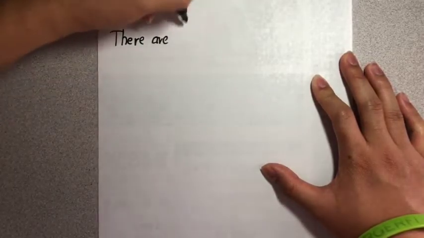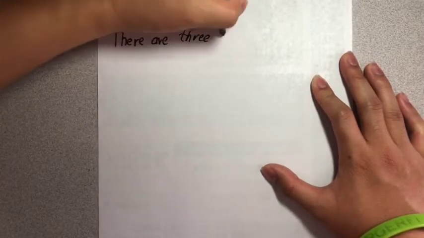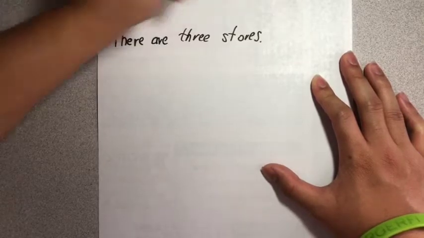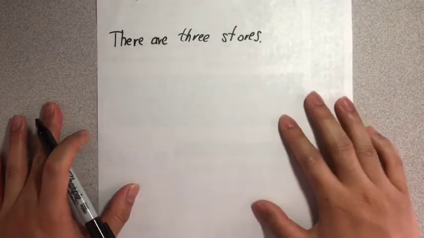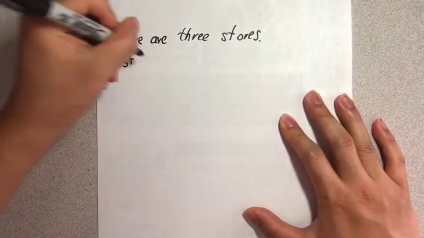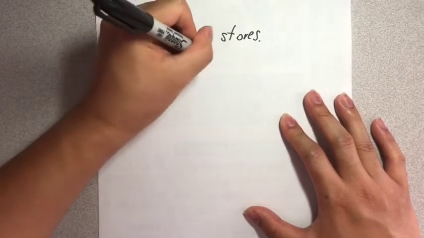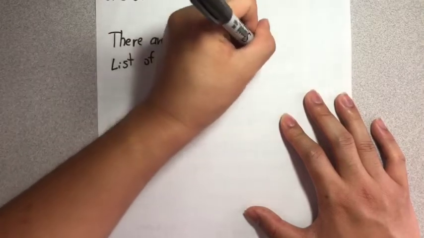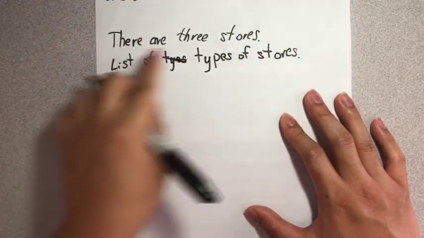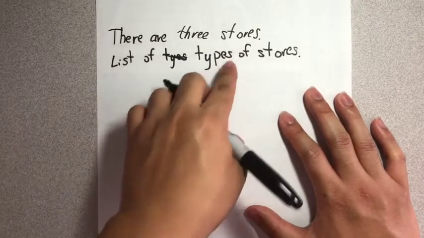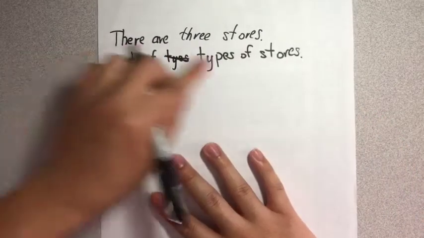Okay, so let's use some and the others with the rest of Unit 7. So let's do there are 3 stores. Now let's make a list of the types of stores. There are 3 stores. Let's say what types of store there are.